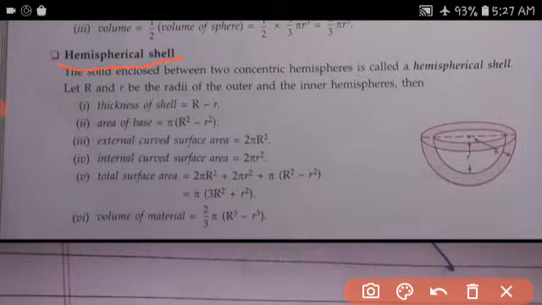Hemispherical shell. This is your hemispherical shell. Thickness of the shell is capital R minus small r. Area of the base is pi bracket R square minus small r square. External curved surface area is 2 pi R square. Internal curved surface area is 2 pi small r square. Now the total surface area is 2 pi R square plus 2 pi small r square plus the area of the top, pi bracket R square minus r square. Now it becomes pi bracket 3R square plus r square. Volume is 2 by 3 pi bracket R cube minus small r cube.